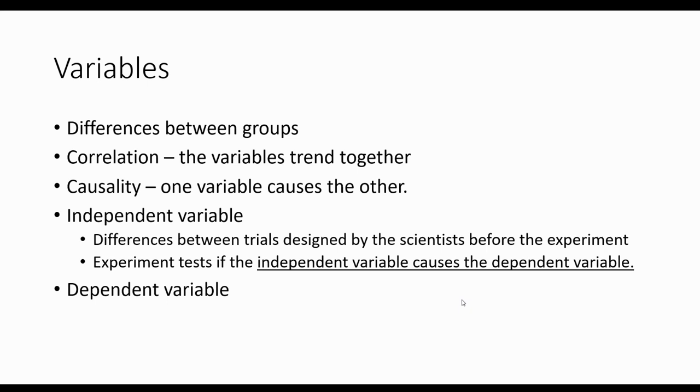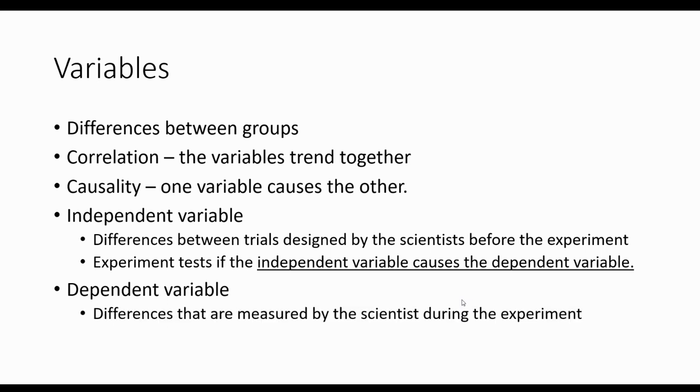Now, with the dependent variable, I may have more than one thing that I'm observing. These are the differences that are measured by the scientist. In the case of our age versus our height, the height is the dependent variable. Our height depends on our age. In the case of the vaccine trial, whether or not somebody gets the coronavirus is the dependent variable. That's the main thing that we are looking at in that case.